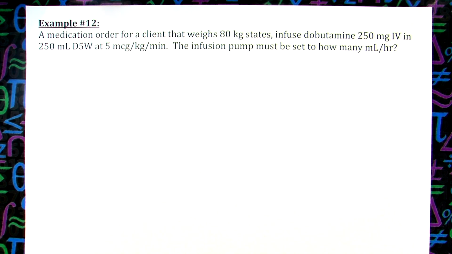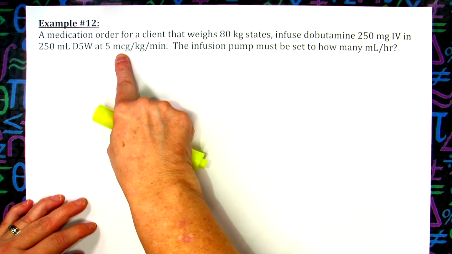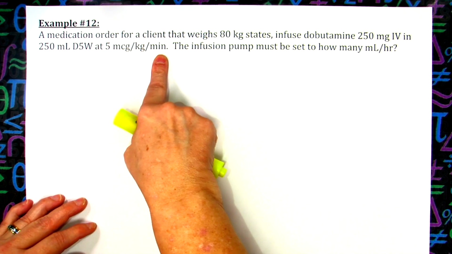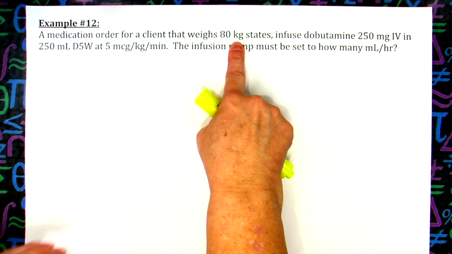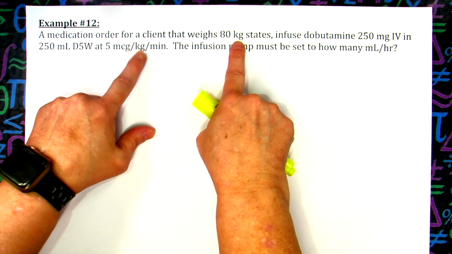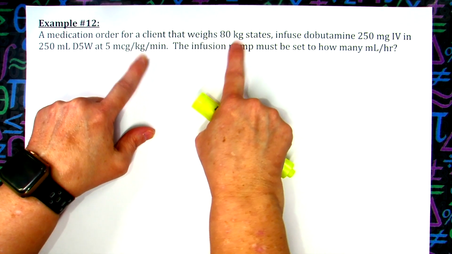All right, so very, very similar to the previous example. However, now this is micrograms per kilogram per minute, which means we are going to have to use the patient's weight. And in this one, the patient's weight is already in kilograms, so it matches. We don't have to worry about converting the patient's weight.